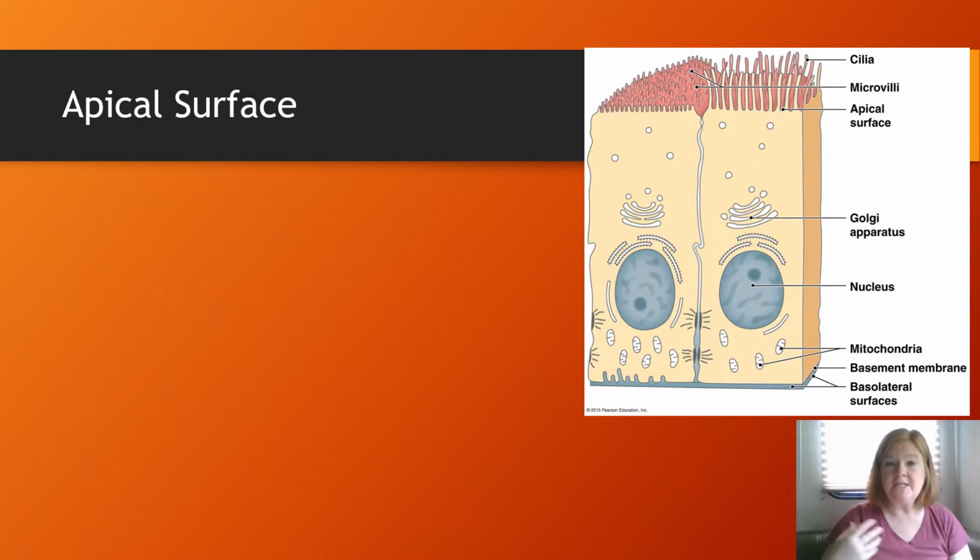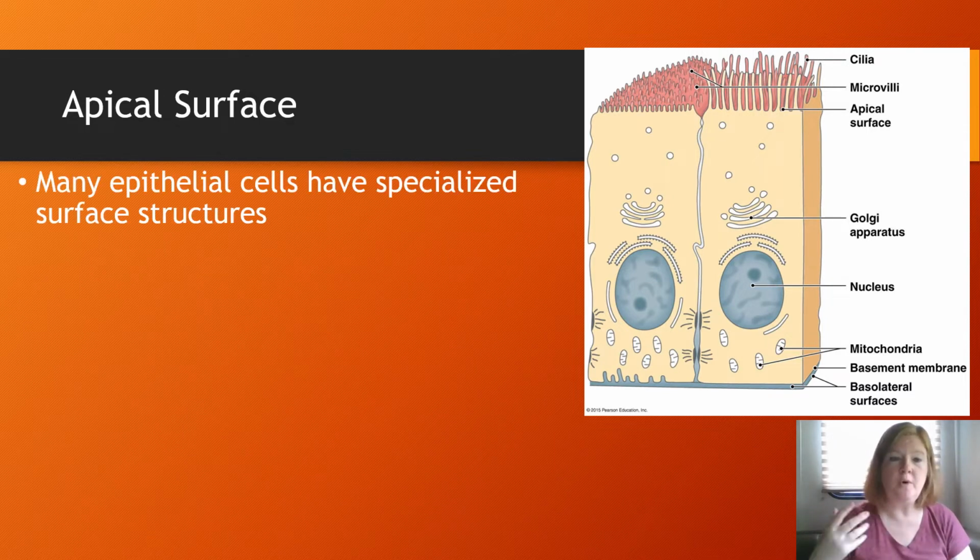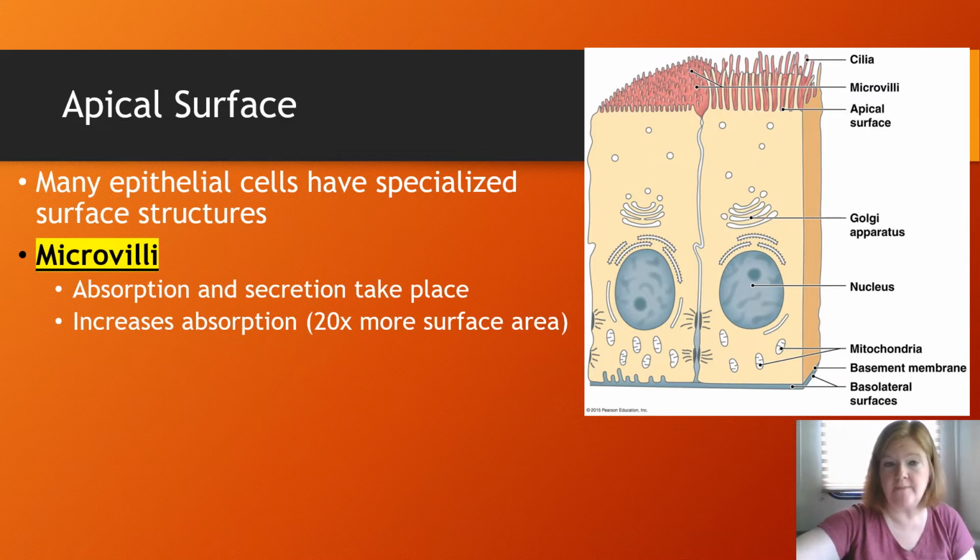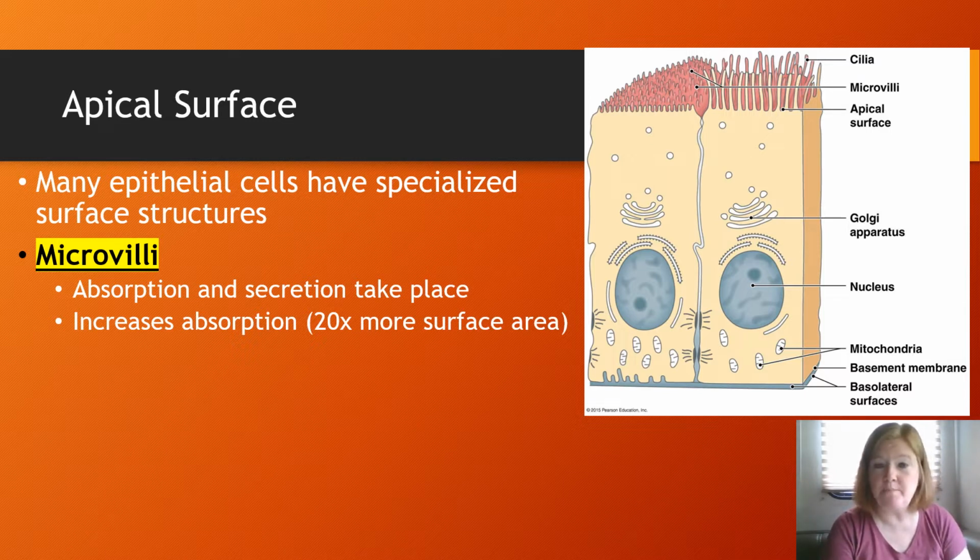Okay, first, it has an apical surface. So many epithelial cells have specialized surface structures. So not only are they exposed to the environment, either internal or external, they have some specialized structures. So it could be microvilli. Microvilli is where the cell membrane kind of folds like this. And this happens where we have absorption and secretion taking place. It increases absorption. It can increase the surface area by like 20 times. So this is important, for example, in the small intestine where most of the nutrients are absorbed.